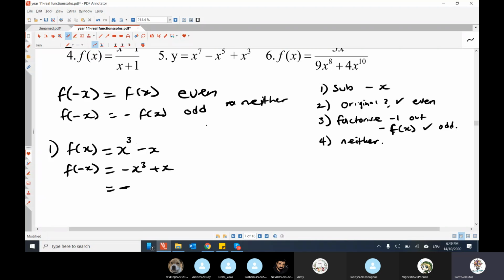I was saying if it's not even, it could be odd or neither. So don't always think if it's not even, something's odd. There's two other options. We factorize the negative out and you ended up with this. Is that the original? Yes. So then that's negative f of x, therefore odd. Good work. You got that right. Anyone have any questions?